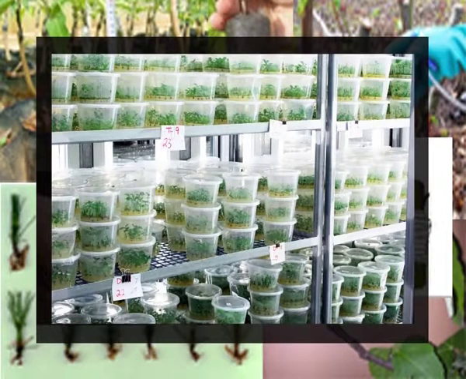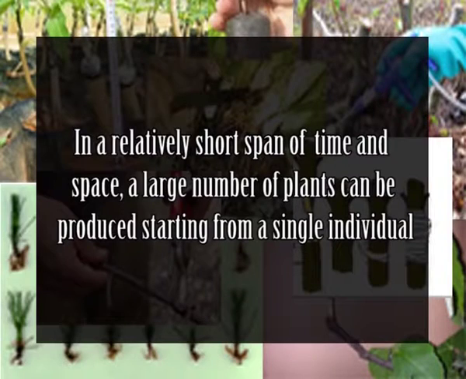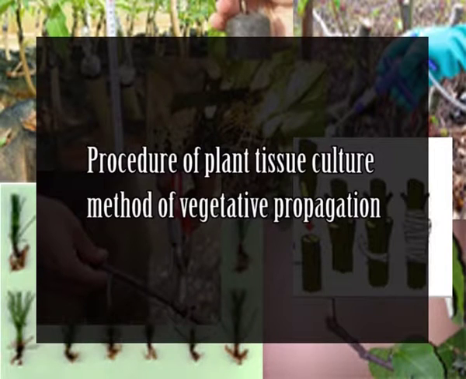This is also a kind of rapid vegetative propagation, and hence the products of this process should be considered as a single clone. The significant advantage of clonal propagation over the conventional method is that in a relatively short span of time and space, a large number of plants can be produced starting from a single individual. It has been estimated that axillary bud proliferation approaches typically result in an average 10-fold increase in shoot number per monthly culture passage. Now, the procedure of plant tissue culture.